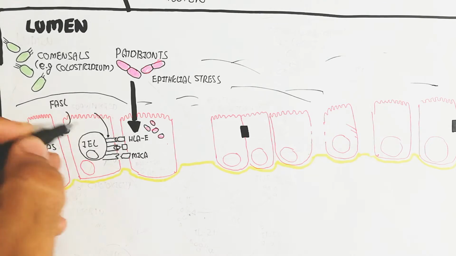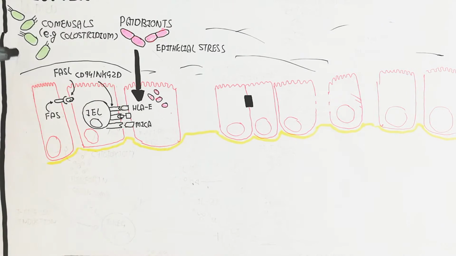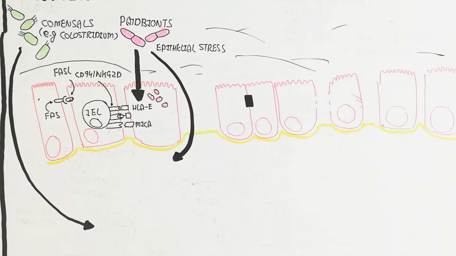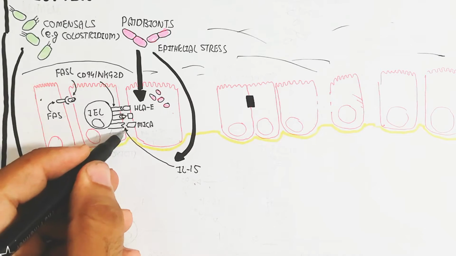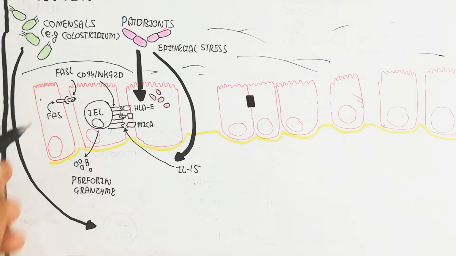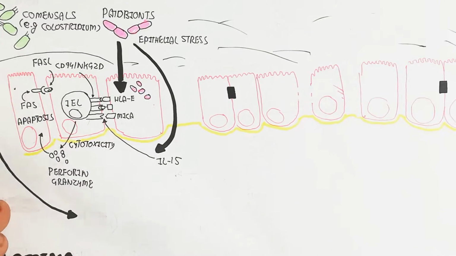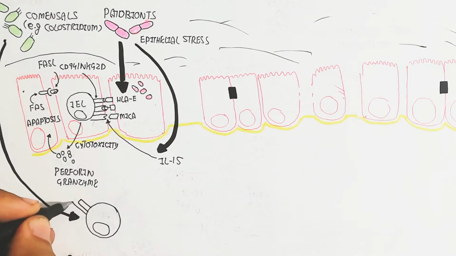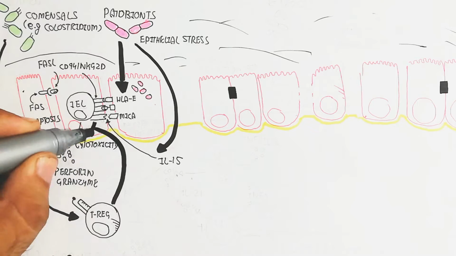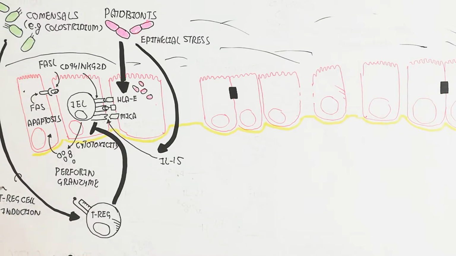So when the pathobionts enter and infect the epithelium, epithelial stress will release interleukin 15. The interleukin 15 basically recruits other immune cells, and intraepithelial leukocytes will be activated via HLA-E, MICA, and the CD94 NKG2D co-molecule for co-stimulation, with cytotoxicity through perforin and granzyme enzymes for cell death, apoptosis.